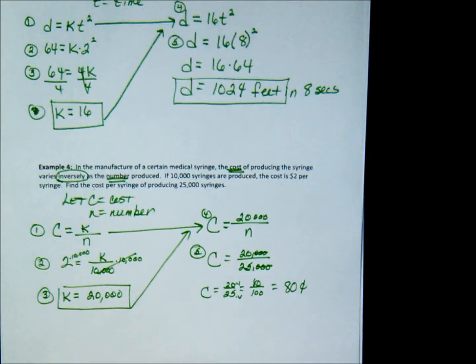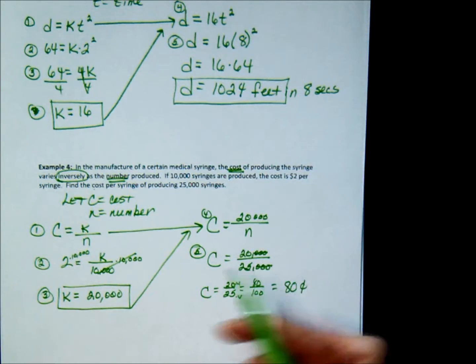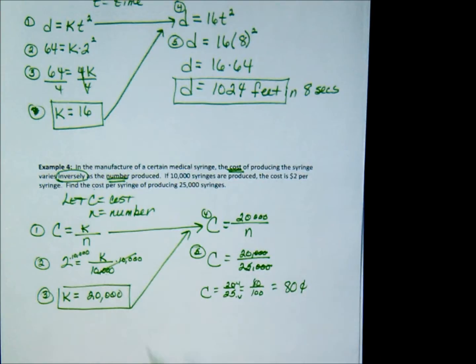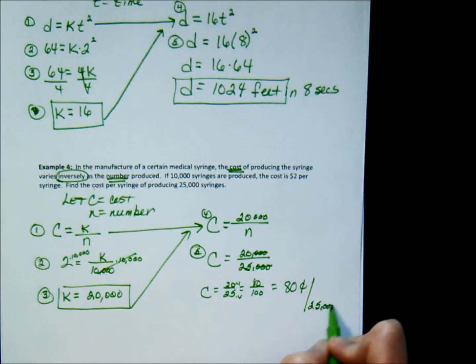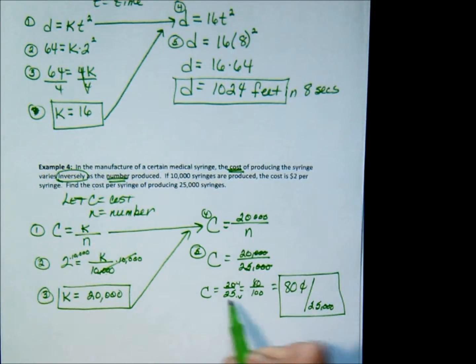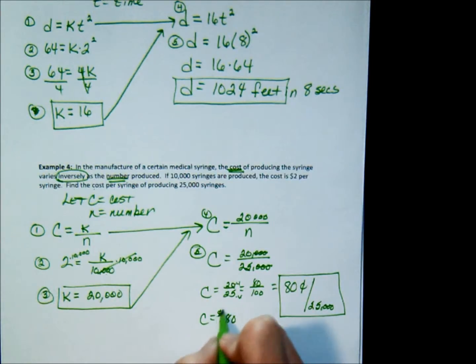Now think about it. It makes sense. If you're going to produce more, you're going to produce 25,000 instead of 10,000, then that lowers the cost per one. Used to be $2 for 10,000, and now it's 80 cents per one out of 25,000. By the way, if you didn't follow that, how to change that to money, just divide 20 divided by 25, and you're going to get 0.8, which is the same thing as 80 cents.